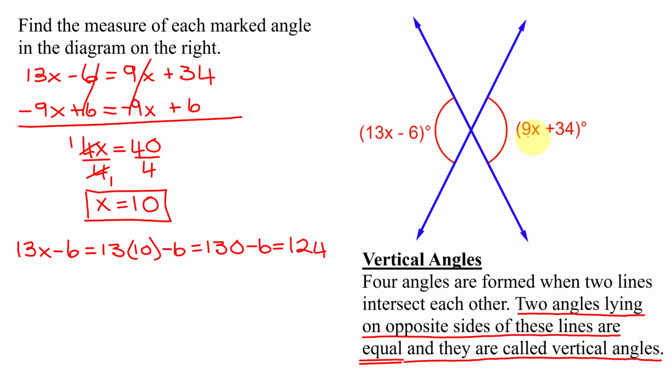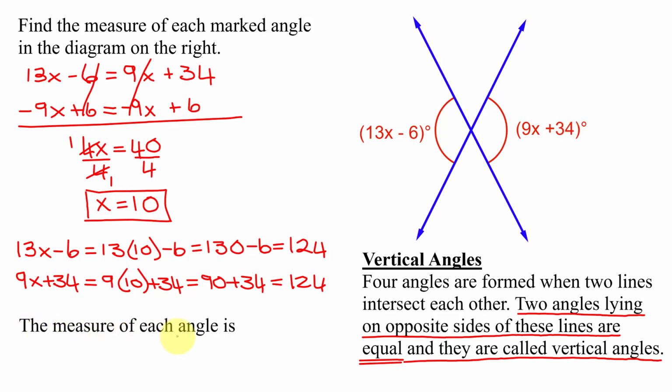Now to double check, that value should equal the value of 9x plus 34. So that'll be 9 times x is 10 plus 34. 9 times 10 is 90. 90 plus 34 is 124. Now, did I get the same measure for each of my angles here? Yes. So that is a good check. And so I now know that the measure of each angle is 124.